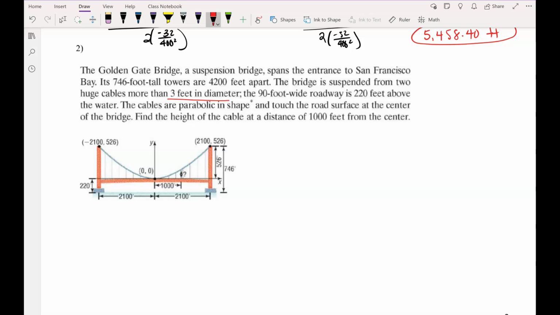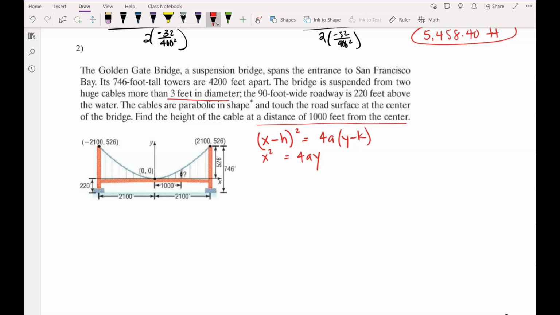The cables are parabolic in shape and touch the road surface at the center of the bridge. Find the height of the cable at a distance of 1,000 feet from the center. So guys, for this one, as you can see, it's a parabola. So we will start with the standard form of the parabola, x minus h squared equals 4a times y minus k. Since I'm making the center at the origin, then it's just going to be straight up x squared equals 4a times y.